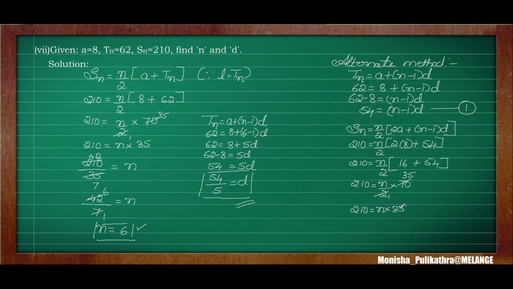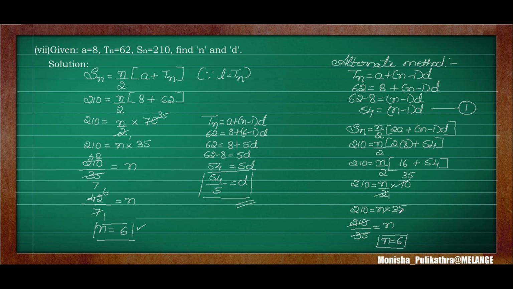When we shift this 35 to the left hand side, it will become division form. So 210 divided by 35, same as before, 210 divided by 35. So n will be 6. So n is equal to 6.